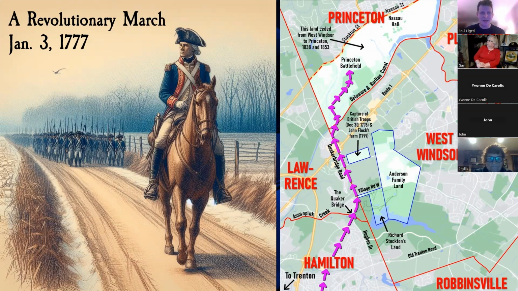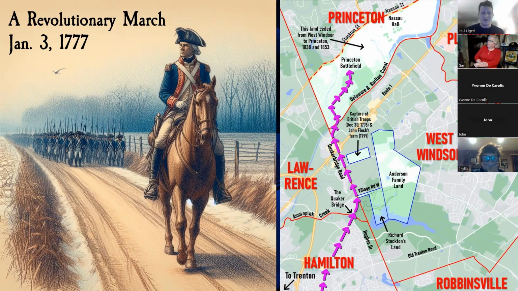That night, the night of January 2nd into January 3rd, the majority of Washington's army left the city and quietly marched towards Princeton, while a small contingent stayed in Trenton and lit fires and made noise to fool Cornwallis into believing that the Americans were still encamped there.